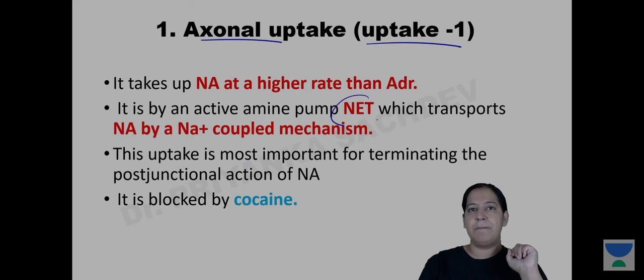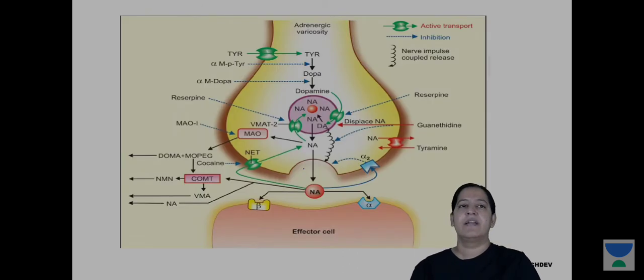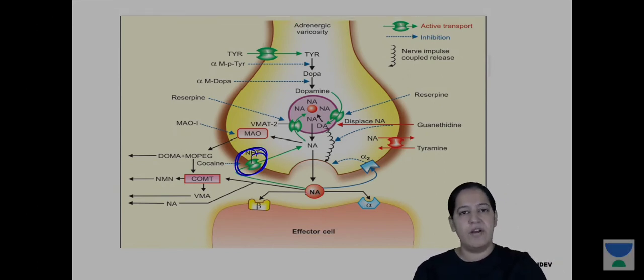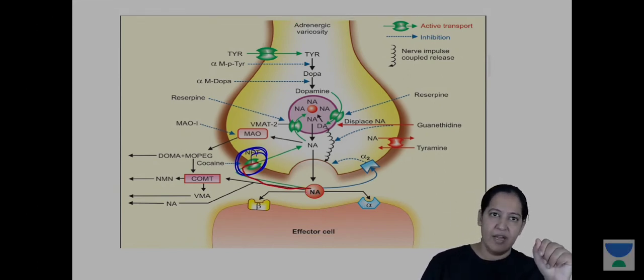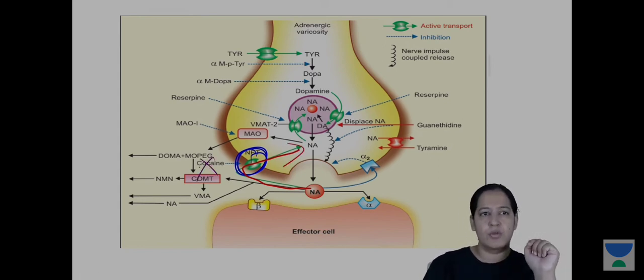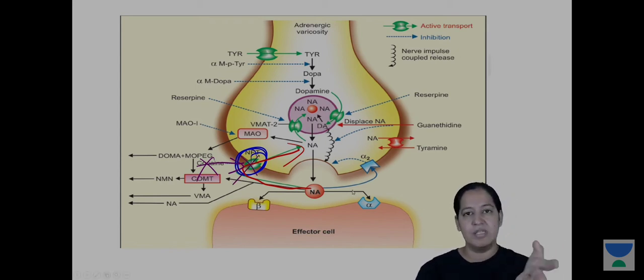Axonal uptake takes place by a pump known as NET. Can you see NET here? What is this NET doing? It is taking noradrenaline from outside into the cytoplasm, and this pump is inhibited by a poison known as cocaine. So cocaine inhibits this pump. Cocaine is used as a drug of abuse. You may see many youngsters take cocaine just for gratification.